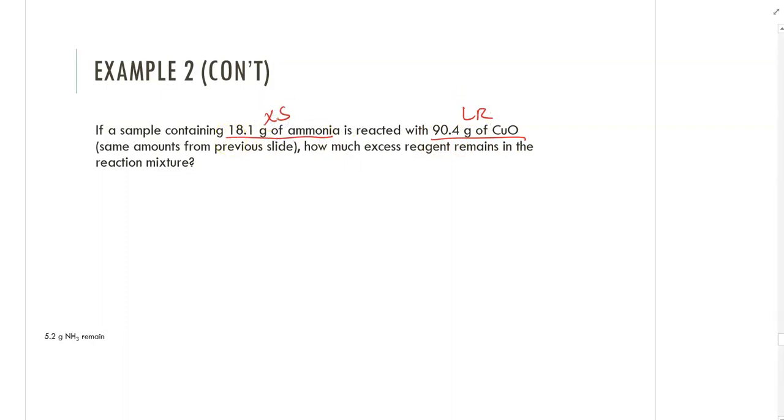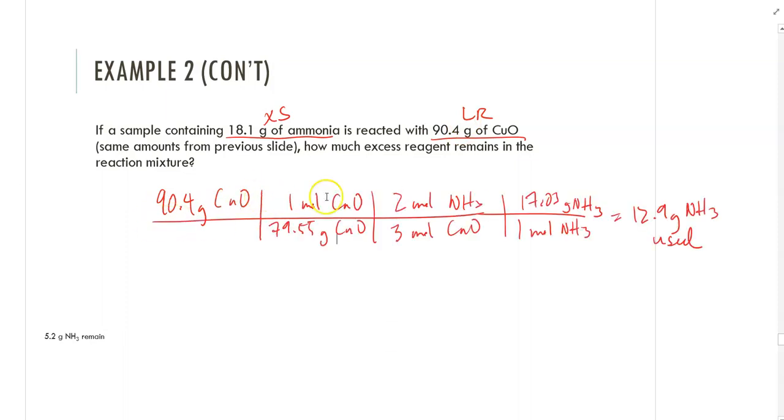Let's do a little bit of work where I go from my limiting reagent to my other reactant. It's going to look like this: 90.4 grams of CuO. Speeding things up a little bit, using the information from the previous slide: 90.4 grams, 79.55, 2 to 3, 17.03. Molar mass, mole ratio, molar mass, to go from CuO, my limiting reagent, to the other reactant, this one in excess. That ends up being 12.9 grams of NH3 that is used up with the 90.4 grams of CuO.